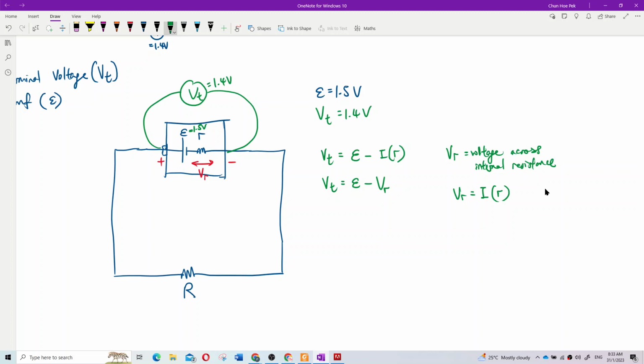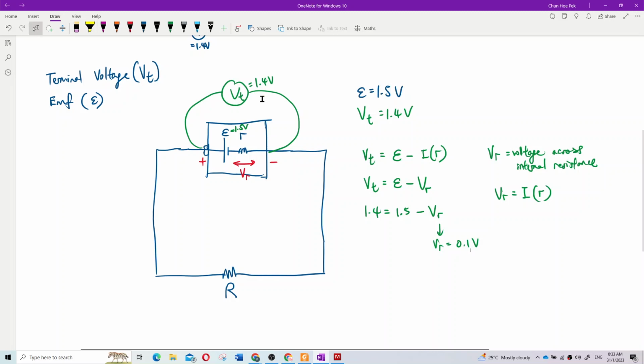Good. So let's say the terminal voltage is 1.4 volt. EMF is 1.5. So how much do you think is the voltage across internal resistance? 0.1, isn't it? So this voltage across internal resistance is 0.1 volt. 0.1 volt has been lost through the internal resistance.